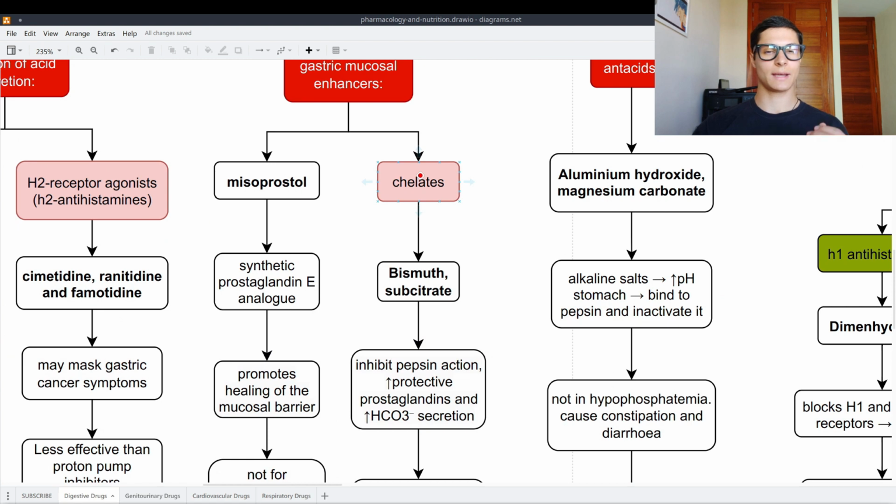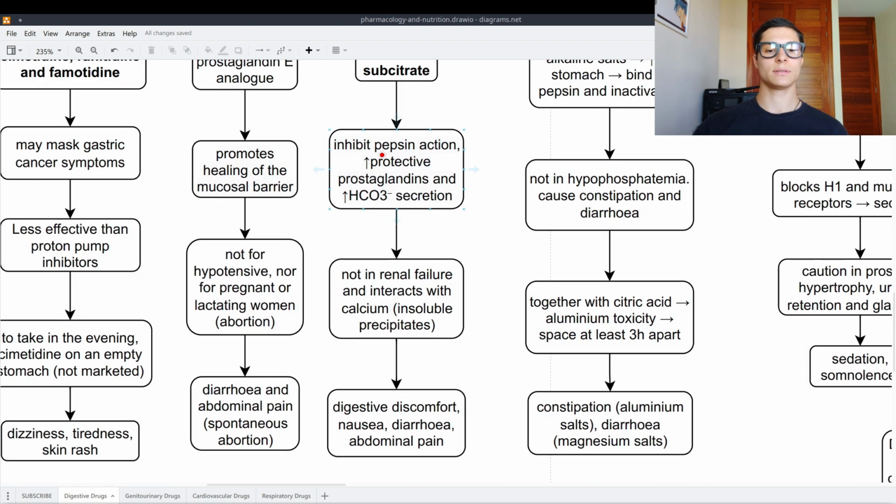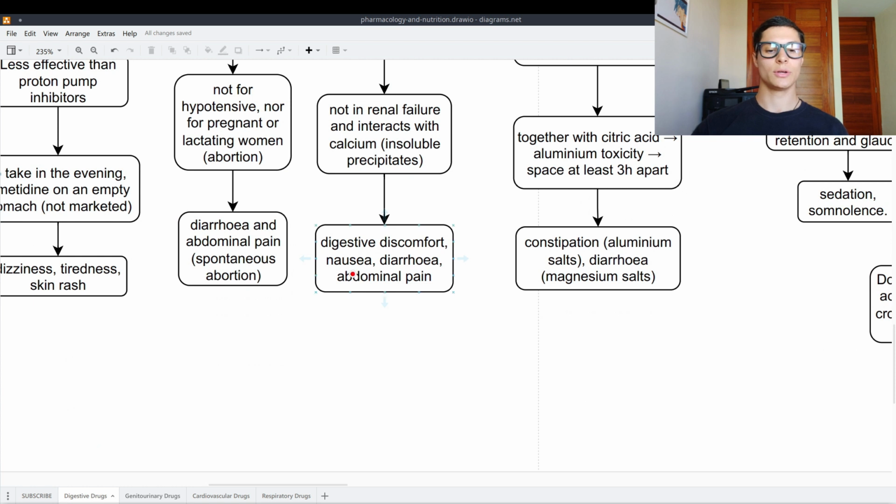On the other hand, we have the chelates. Here we have the bismuth subcitrate. It inhibits the pepsin action by binding to it and creating an insoluble residue. Then it also increases the production of protective prostaglandins and it will increase the bicarbonate secretion, so decreasing the acidity. It is not used in renal failure and interacts with calcium because it creates insoluble precipitates. It can create digestive discomfort, nausea, diarrhea, and abdominal pain, the same as the proton pump inhibitors.